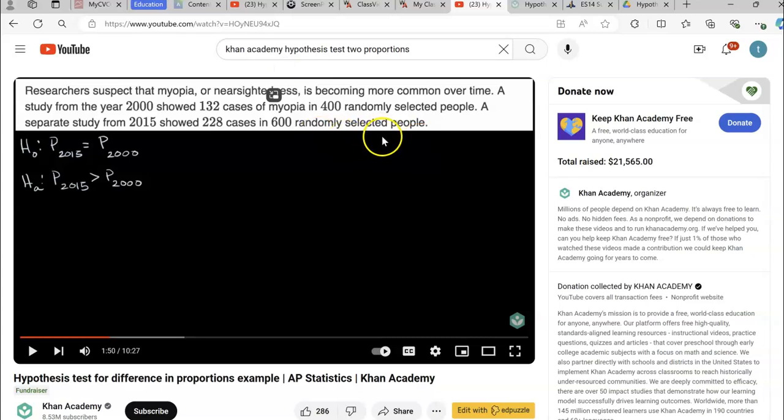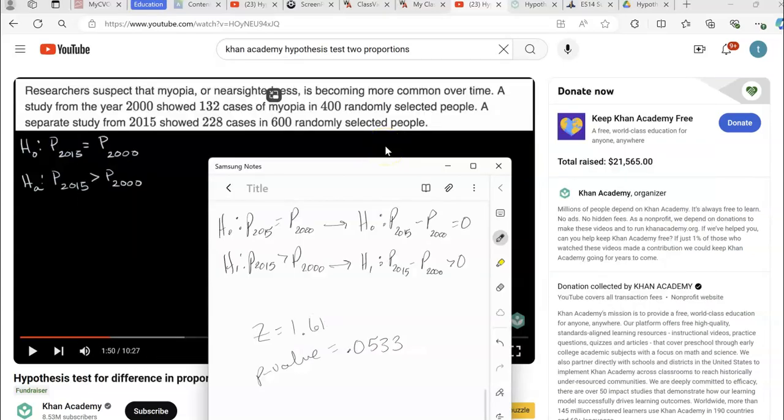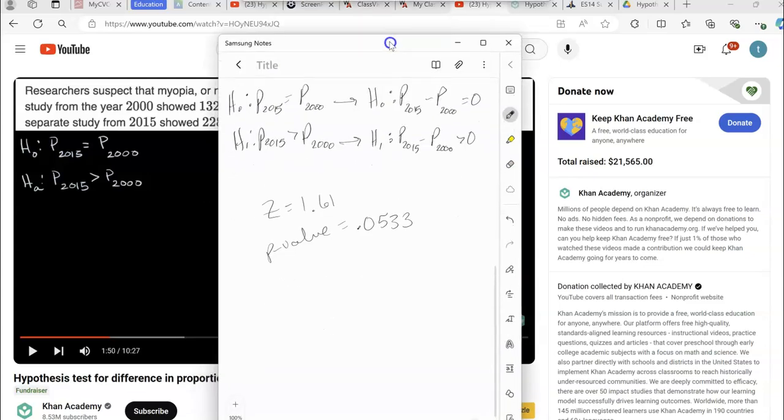Now, in this case, they did not give us an alpha value. We could say, what if alpha was 0.05? Then our p-value is greater than alpha, so we would fail to reject. Okay, but what if they wanted to control it a little bit more tightly and use 0.01? Then our p-value is still greater than alpha.